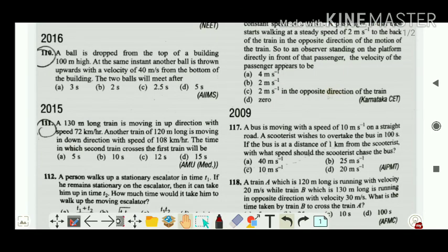Move on to the next question, guys. This is the 110th question, as you can see in the paper, or the board, sorry. A ball is dropped from the top of a building which is 100 meter high. At the same instant, another ball is thrown upward with a velocity of 40 meters per second from the bottom of the building. The two balls will meet after.